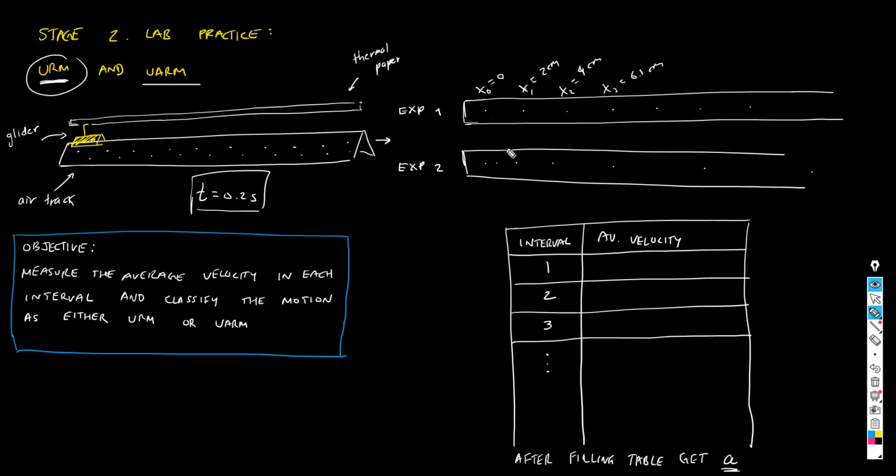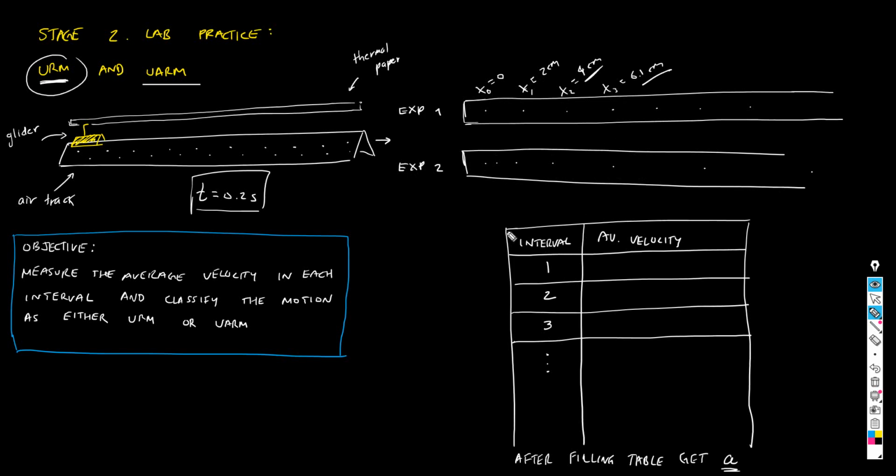centimeters. Okay, it's not the distance from here to here. No. What this means is the distance from here to here. What this means is the distance from here to here, etc. for the rest of them. Okay, now I will talk about experiment 2 in a moment. Now consider again experiment 1.